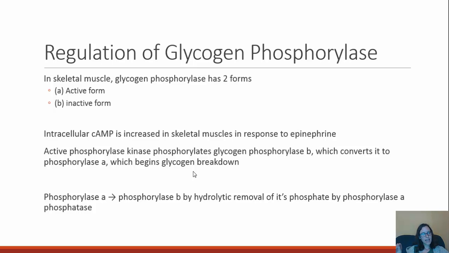So this is kind of the opposite of what we were talking about with glycogen synthase. For glycogen phosphorylase, our active form has the phosphate group on it. Our inactive form is lacking the phosphate group. So phosphorylase A, the active form, is converted to phosphorylase B with the removal of a phosphate via a phosphorylase A phosphatase enzyme.